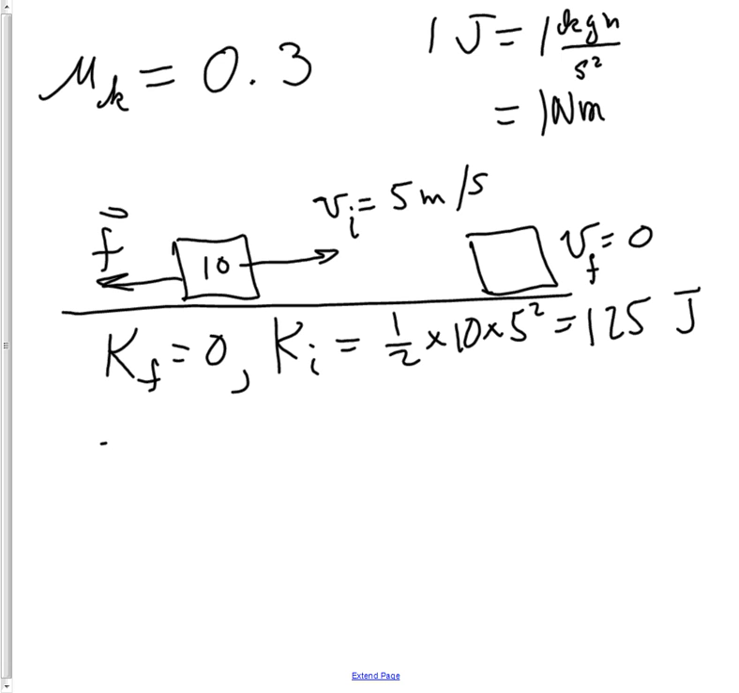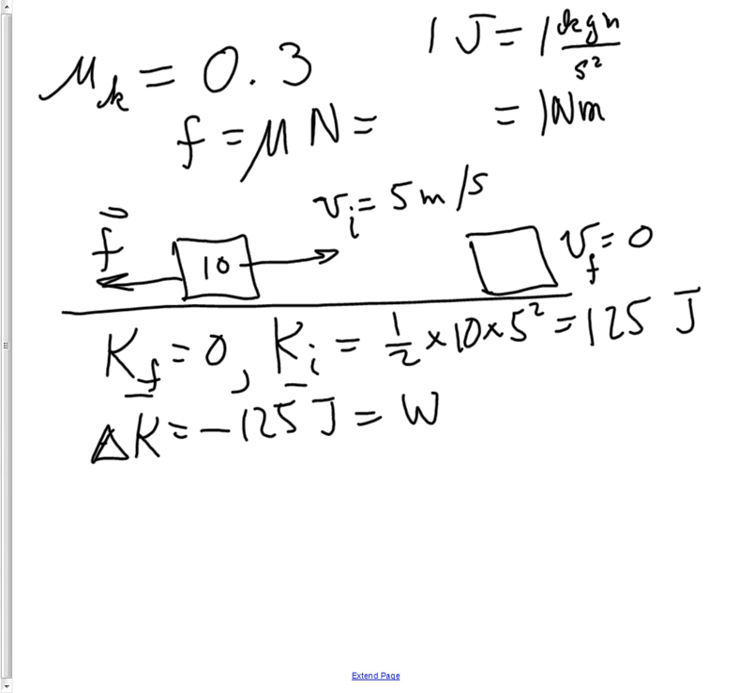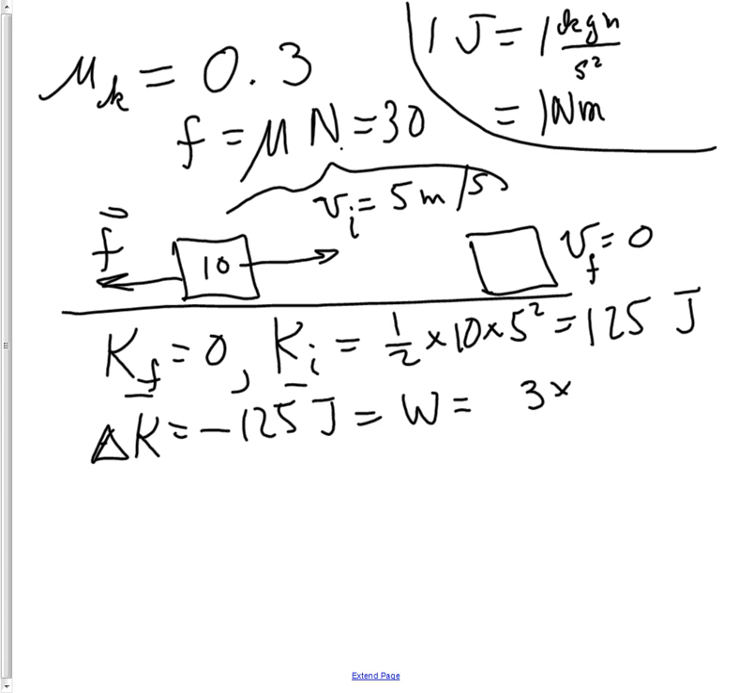Okay, so now the change in kinetic energy, which is K final minus K initial, is equal to minus 125 joules, and that has to be equal to the work done. And the only work done here is by the friction. And we can all see, I think, by inspection at this point, that the frictional force is equal to mu N, and in this case the normal force must be equal to 100 newtons, and so this is 30. Okay, so the work is equal to 30 times the distance, which we'll call S.